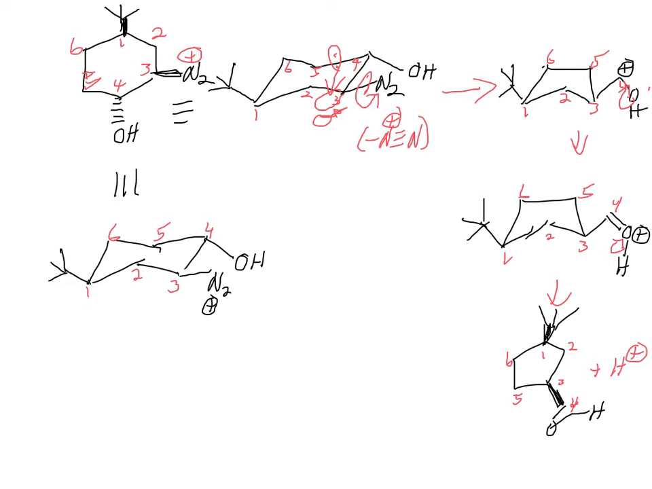Because sigma star is still over here. We have to kick out N2, we have to attack pi star. Or N2 could just leave. It could just take off. So that's the other thing that could happen, is that N2 could just straight leave. So if N2 leaves, what are you left with? Now you have a carbocation.